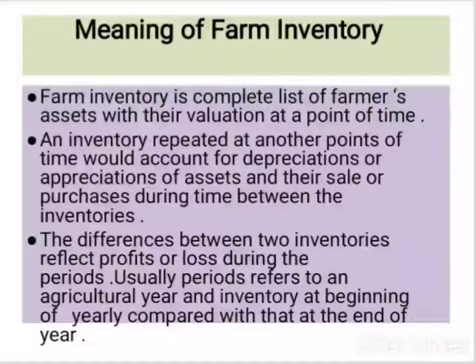The difference between the two inventories reflects profit or loss during the period, that is, for the particular year. Usually the period refers to an agricultural year, and the inventory at the beginning of the year is compared with that at the end of the year. So how do we evaluate the yearly inventory? In a particular year we evaluate what the inventory level was at the first month of the year and what the value of inventory is at the end of the year. This is how the valuation of the inventory is normally done.